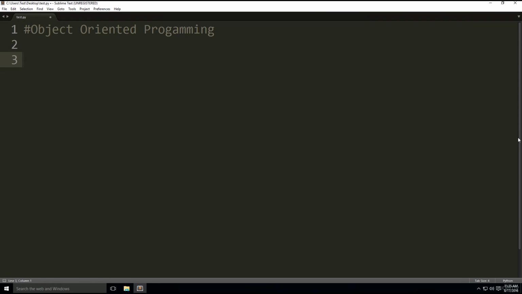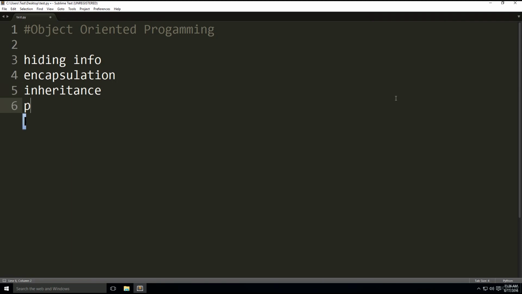Everything's predefined. When talking about OOP, it is important to mention these four basic principles. We have the following. We have hiding, so we're going to have hiding information. We're going to have encapsulation. And then we're also going to have inheritance. And last but not least, polymorphism.